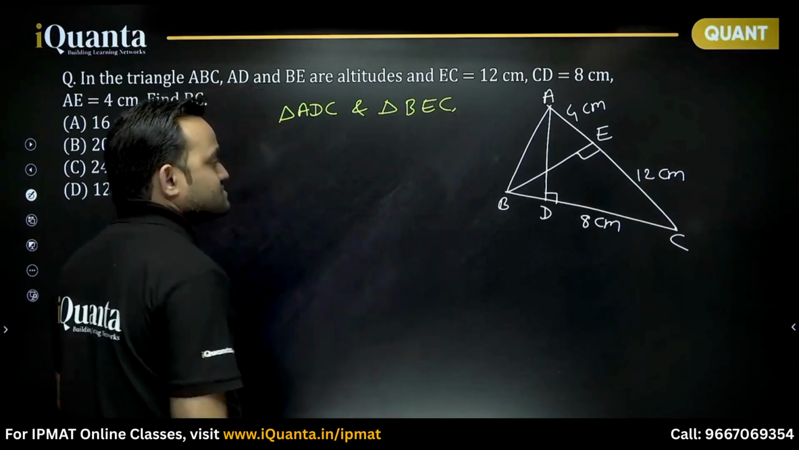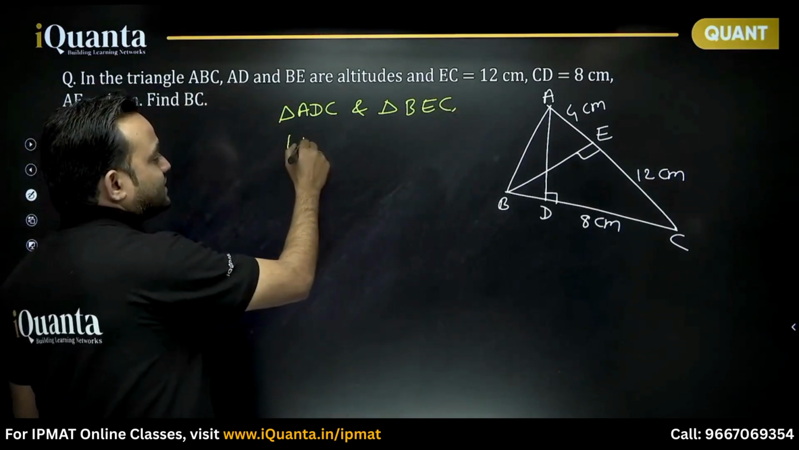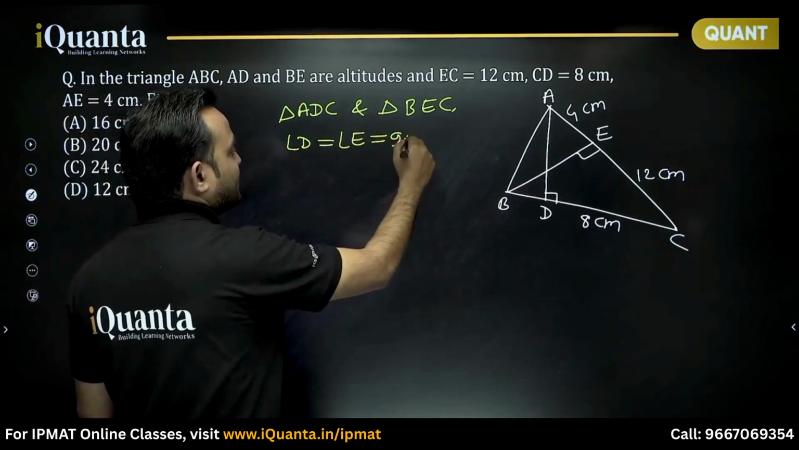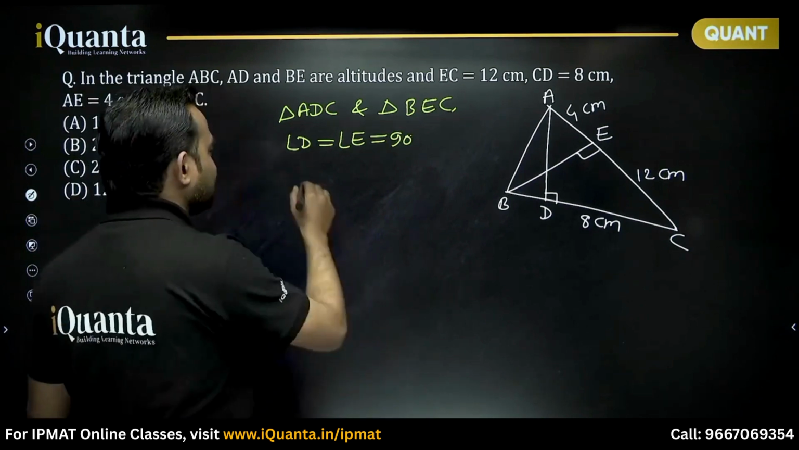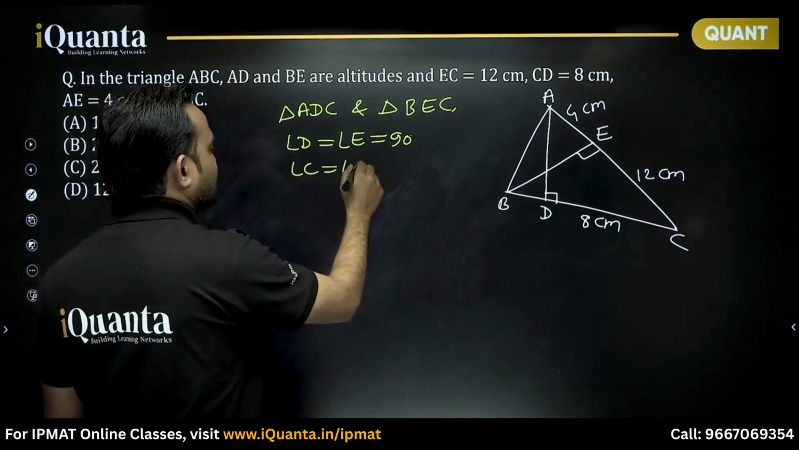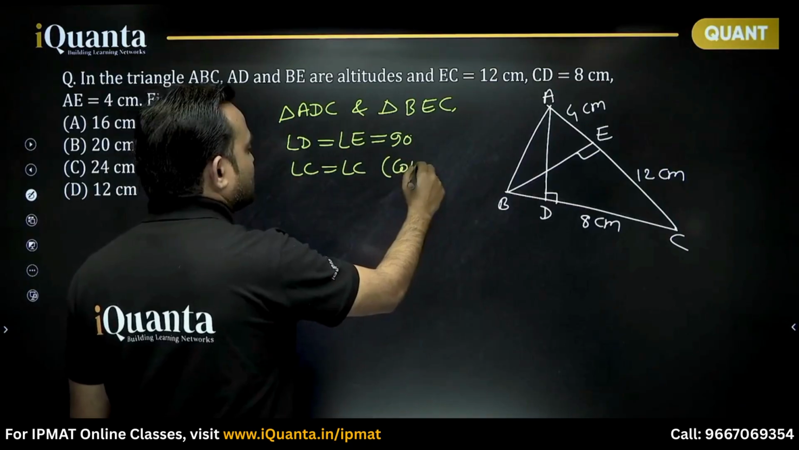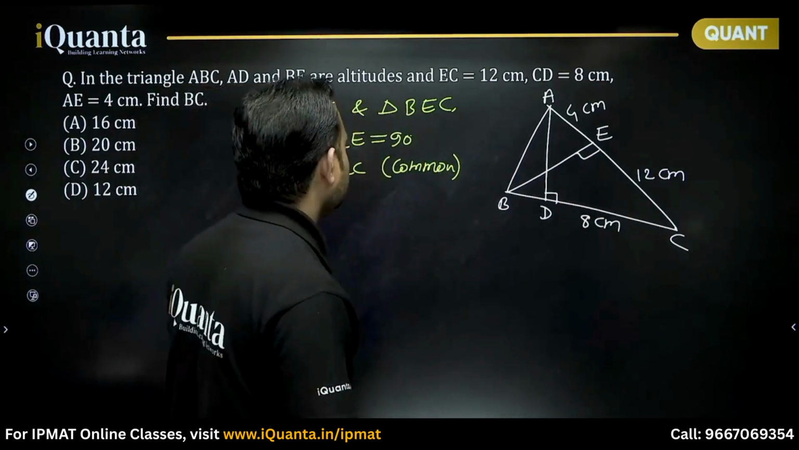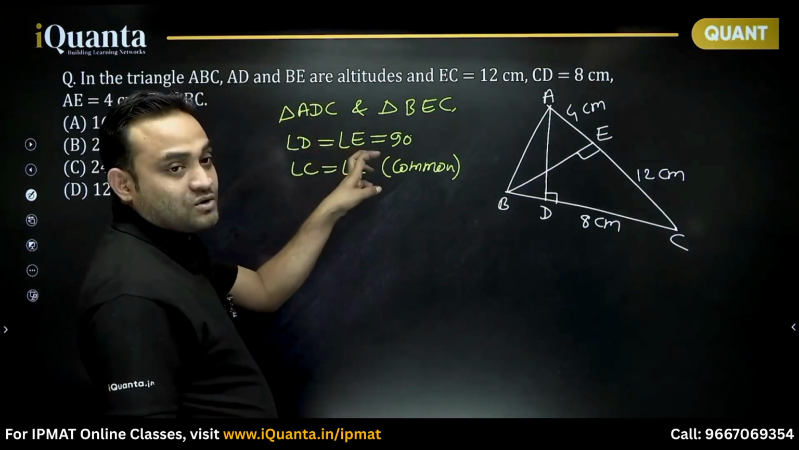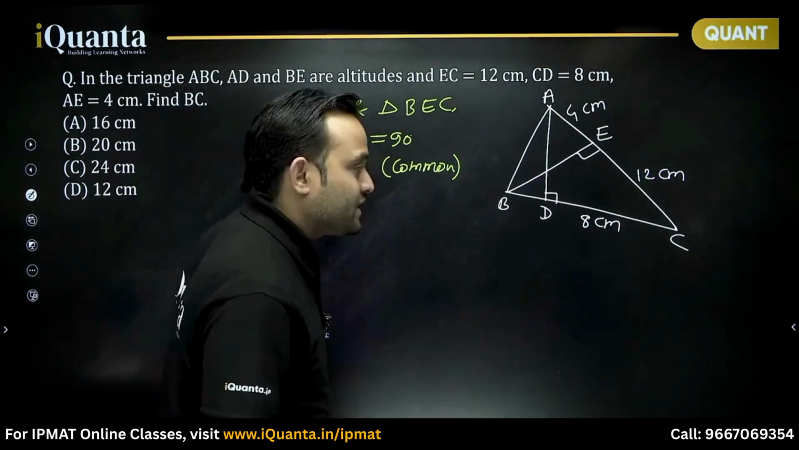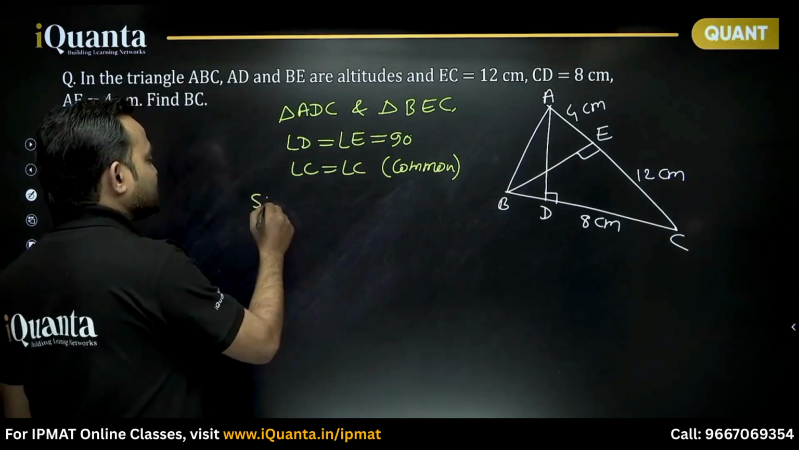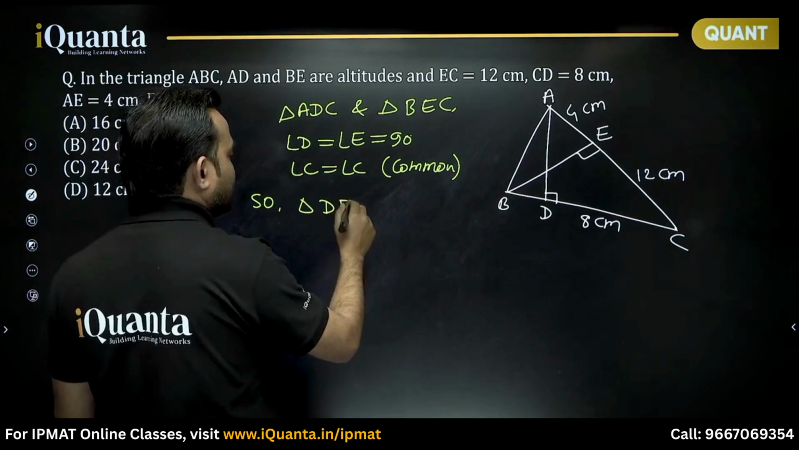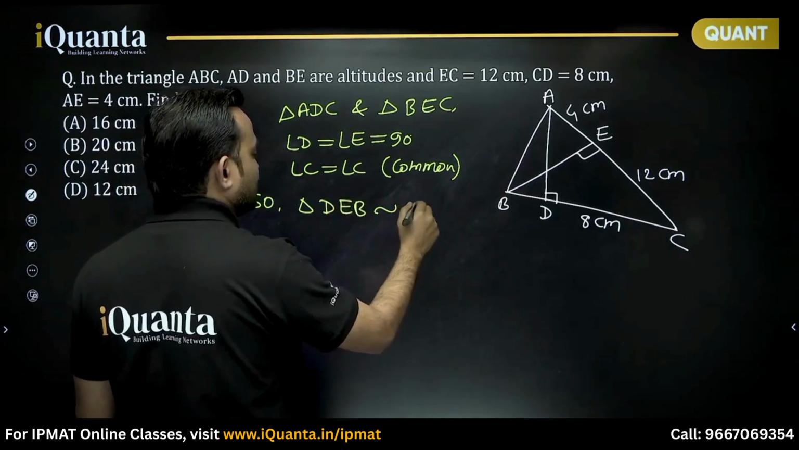What we can say is that angle D is equal to angle E, which is equal to 90 degrees, right? Then angle C is equal to angle C, which is common in both triangles. Then if two angles are equal, can we say the third angle will be automatically equal? So we can say that the triangles will be similar.